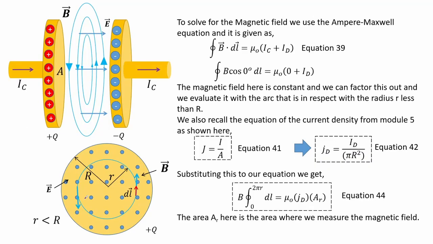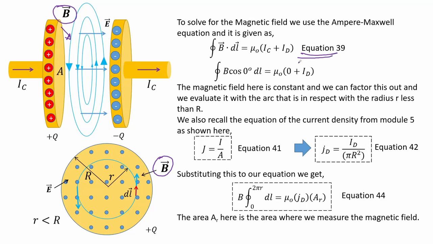As the induced currents flow between the plates due to the changing electric flux, it is also able to produce a magnetic field, and it is oriented in a counterclockwise manner if viewed with respect to the cross-sectional area of the positive plate. To solve for the magnetic field, we use the Ampere-Maxwell equation using equation 39.